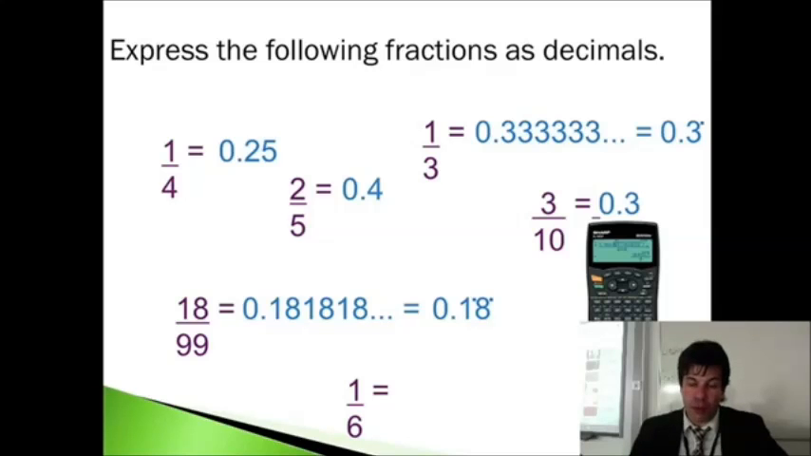1/6, from memory or from the calculator, is 0.1 with as many 6s as you care to write, which of course indicates that the 6 is recurring, so we do not need the dot over the 1, whereas 0.16 recurring is the correct presentation.